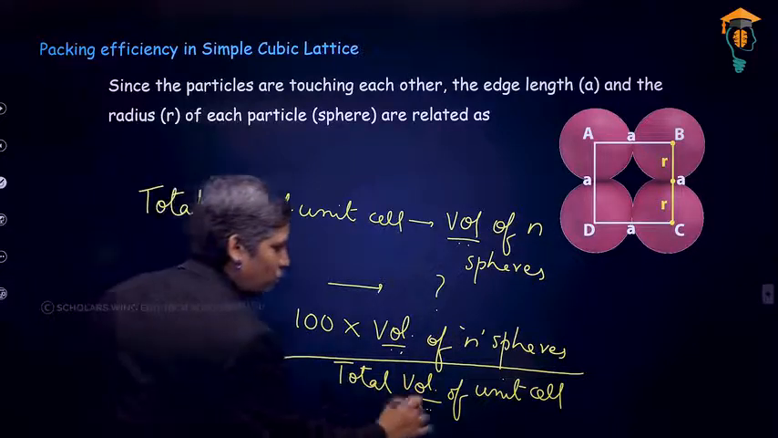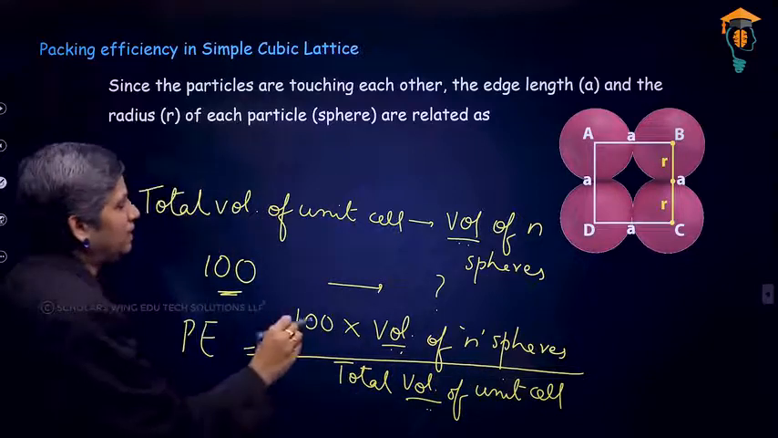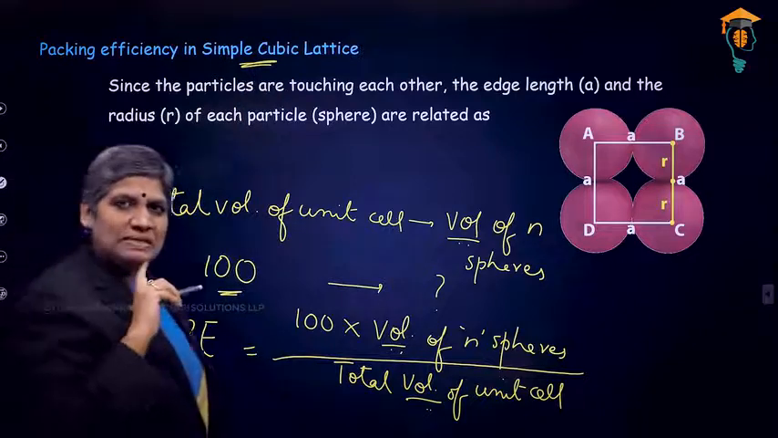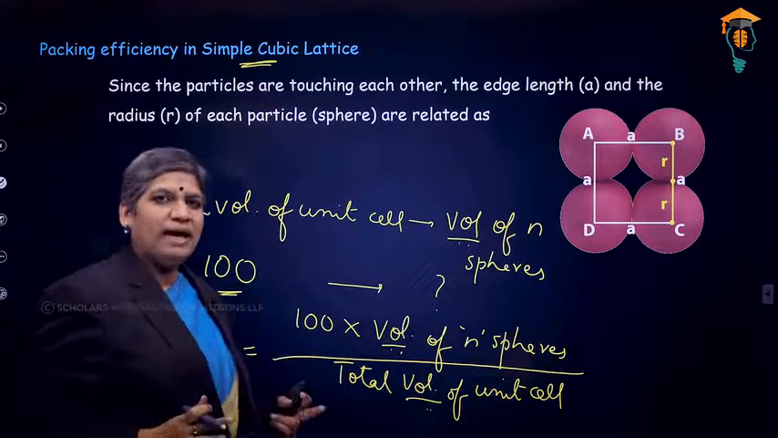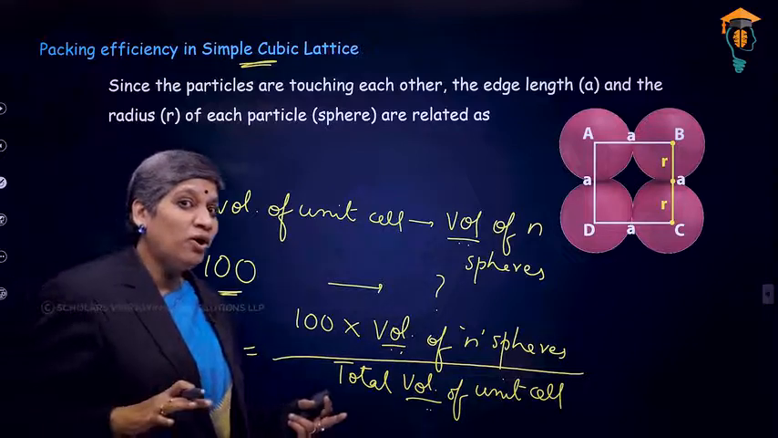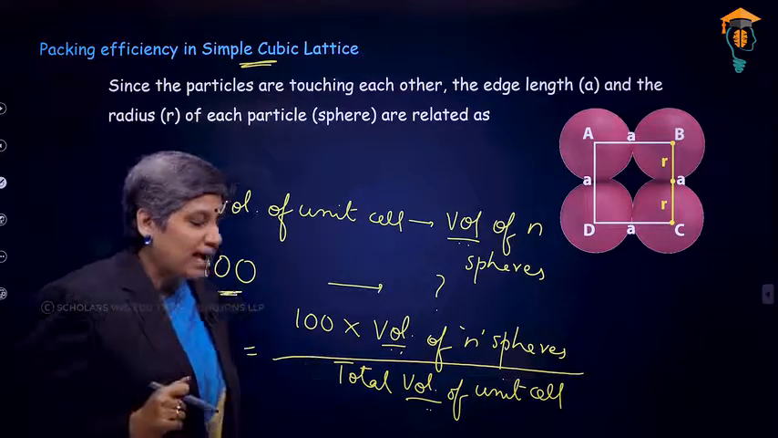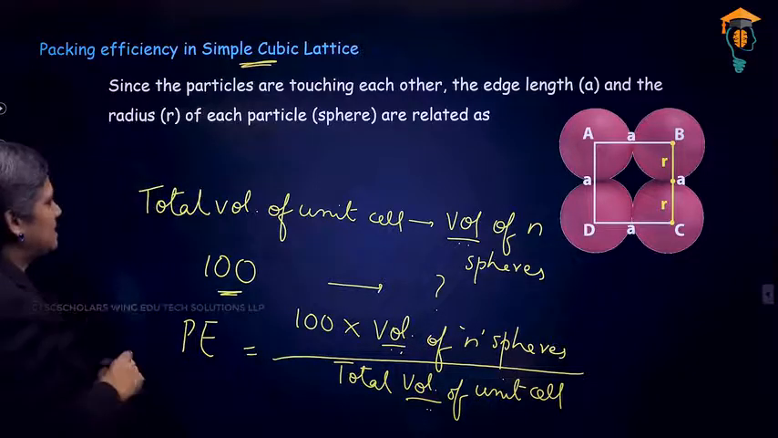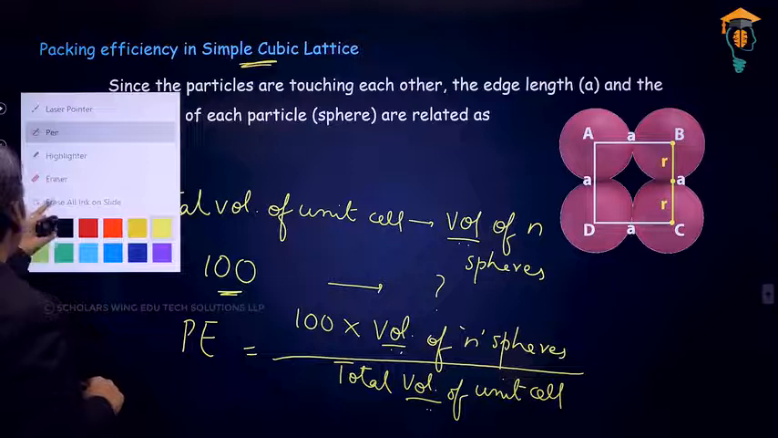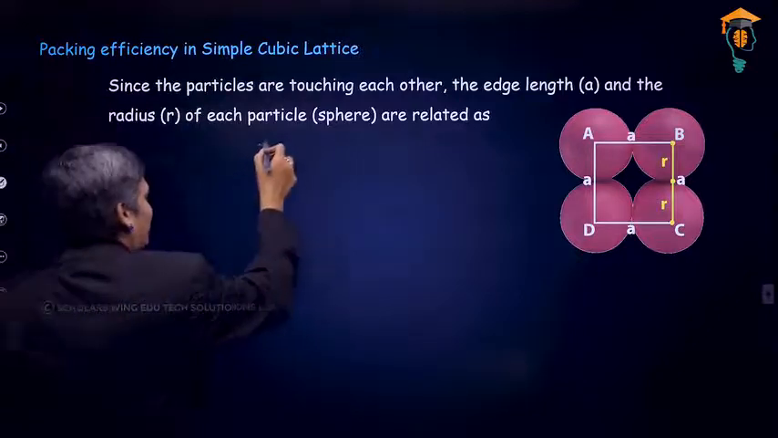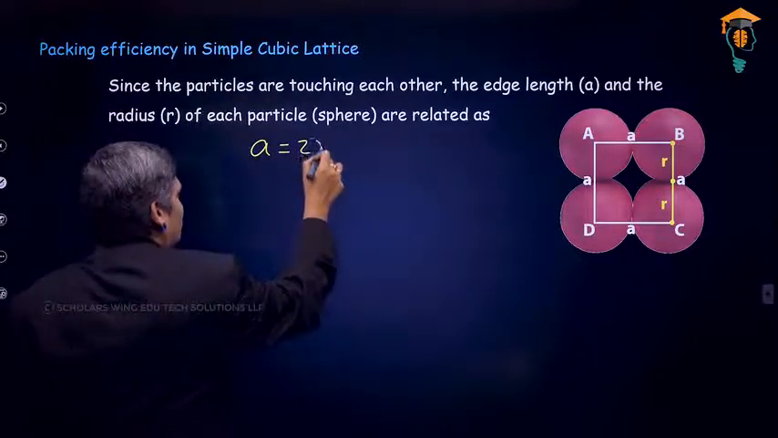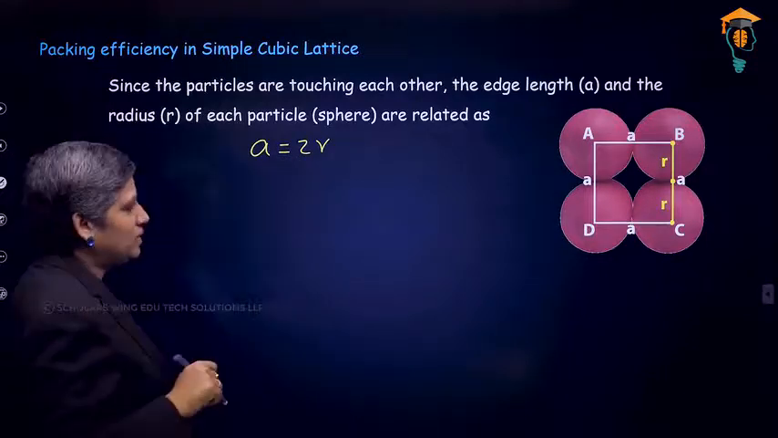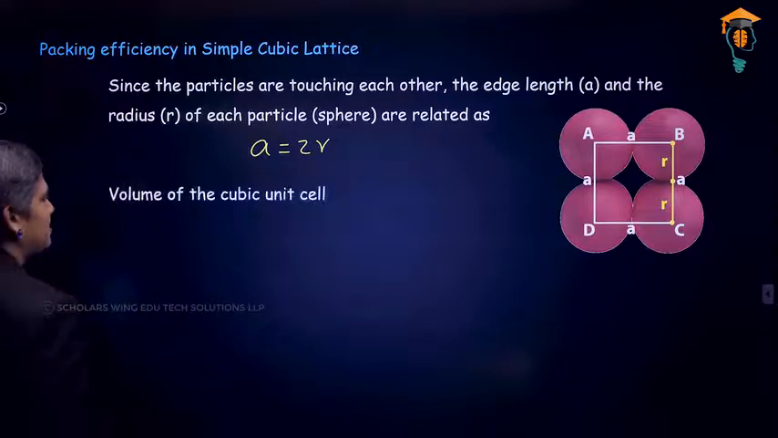Denominator is the total volume of the unit cell. Here, the unit cell belongs to a simple cubic lattice, which is a perfect cube, right? And we know the formula for the volume of a cube is a cube, that is edge length into edge length into edge length. Yes. Therefore, now let's get back. We had to find out what A is. Once we know A, it will be easy for us to find the volume of the unit cell. Yes, that's what I said.